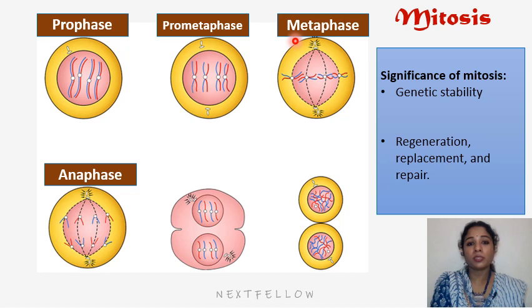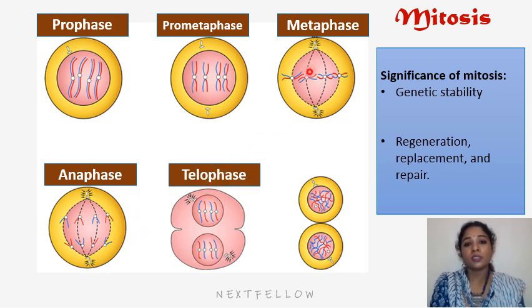We can see the spindle fibers attached to the centromere, towards the poles. Due to the pull of these spindles, the arms trail as they move forward to the poles. So you can see the arms are opposite, and the centromeres are towards the poles. So they'll start moving in anaphase.